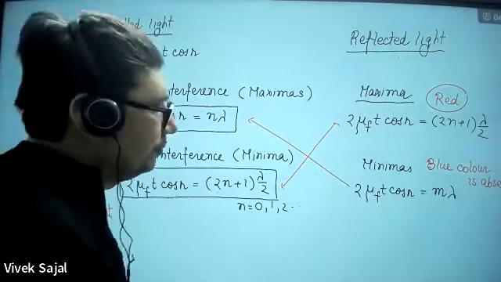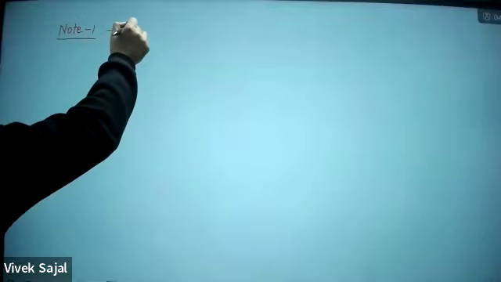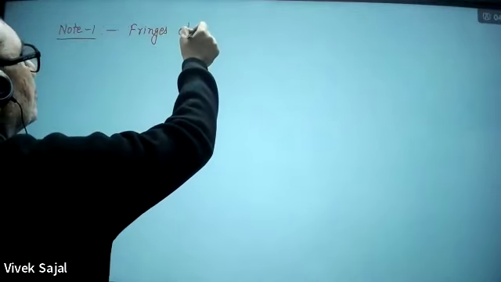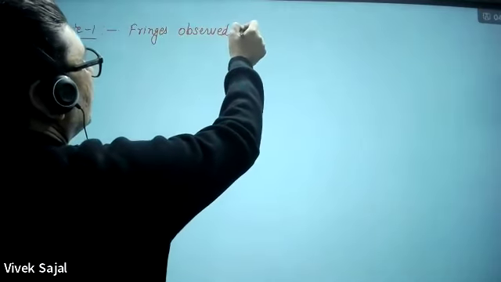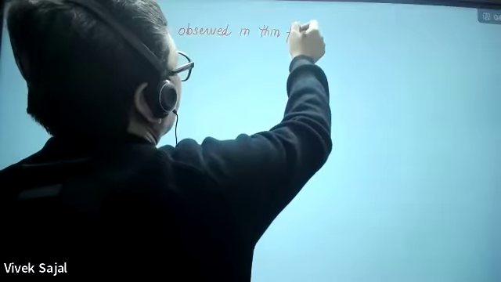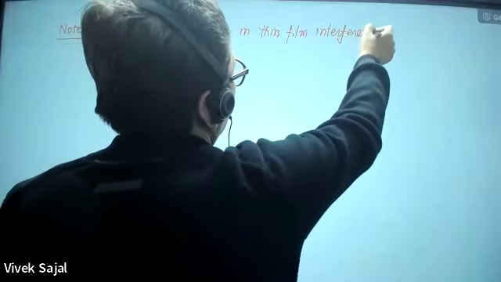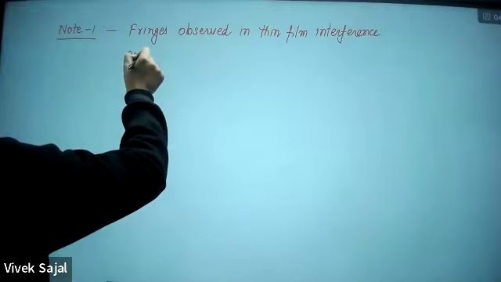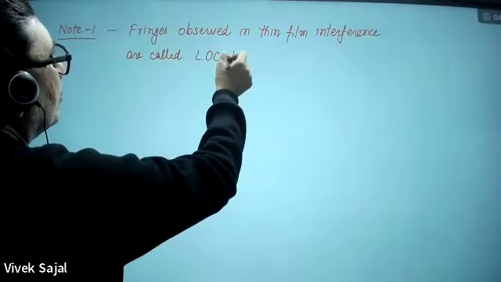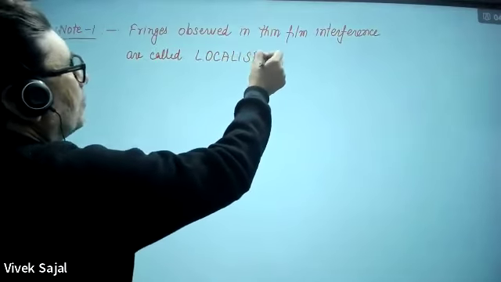Write the next, Note 1. Fringes observed in thin film interference are called localized fringes.